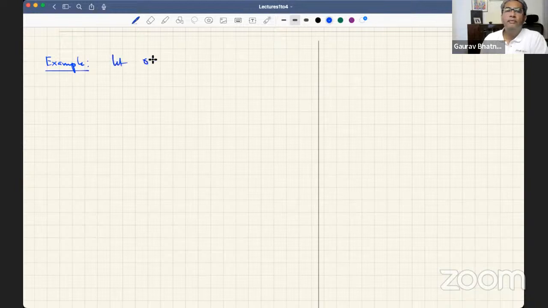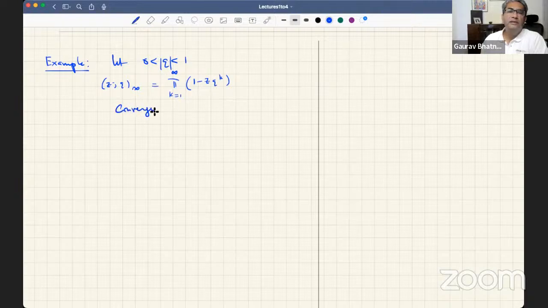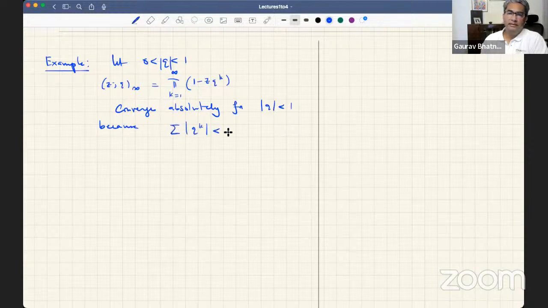So, if Q is some number here, with absolute value of Q less than 1, then the product (Z Q) infinity, which is the product of 1 minus Z Q to the K going from 1 to infinity, converges absolutely, provided this is true, because the summation of Q raised to K is less than 1.